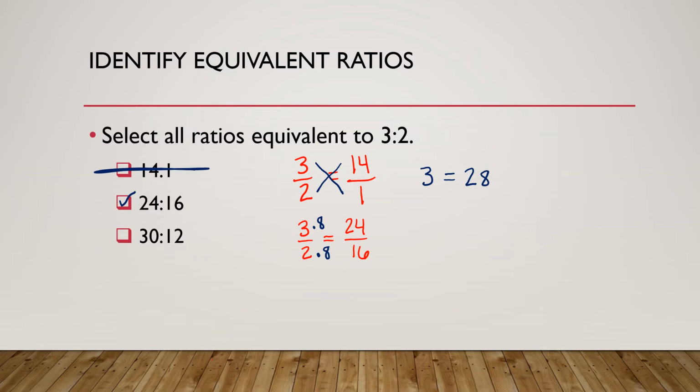Now we have to check our last one. So we have 3 to 2 again, and 30 to 12. Okay, so I know that to go from 3 to 30, I would have to multiply by 10. But when I multiply by 10 on the bottom, 2 times 10 is not 12, which tells me that 30 to 12 is not an equivalent ratio to 3 to 2.